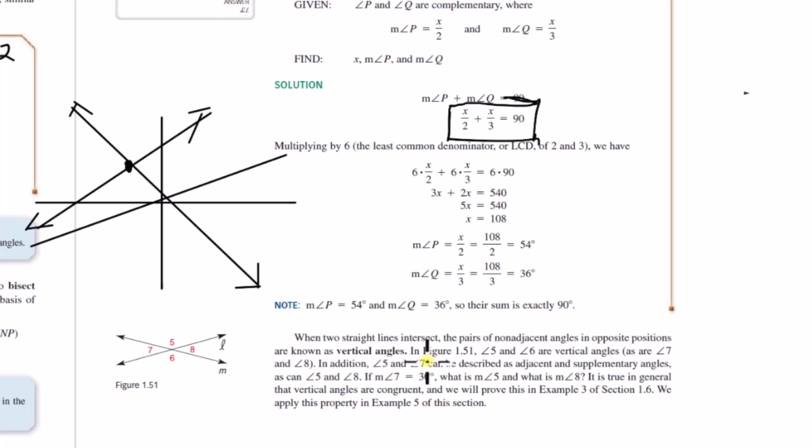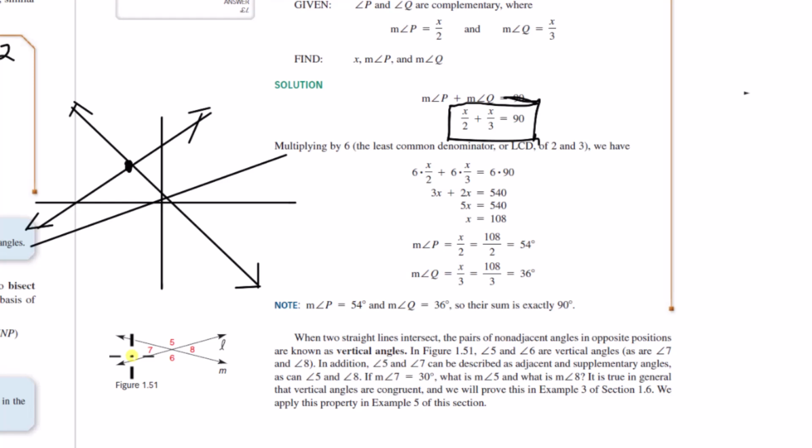All right. So in figure 1.51, angle 5 and angle 6 are vertical angles, as are angle 7 and 8. In addition, angle 5 and angle 7 can be described as adjacent and supplementary angles, as can angle 5 and angle 8. So we know what the vertical angles are, but you can see angle 5 and angle 7 are supplementary. And this is every time, no matter what. It could be a perpendicular intersection, where angle 5 and angle 7 are equal.